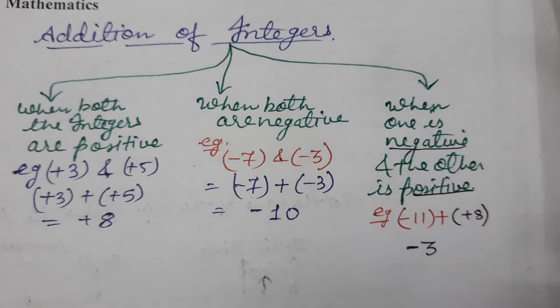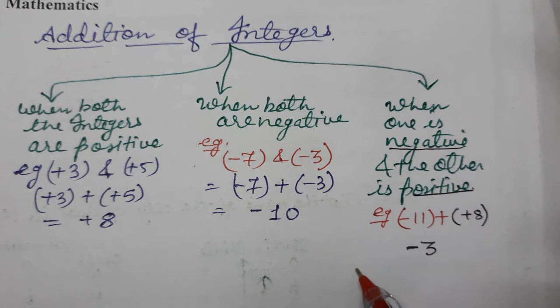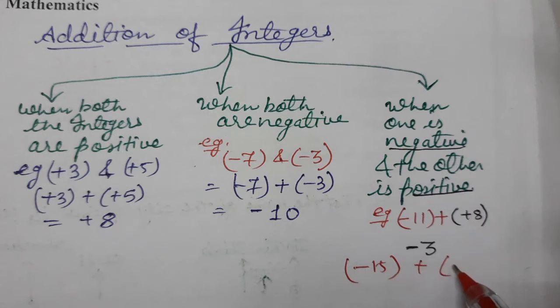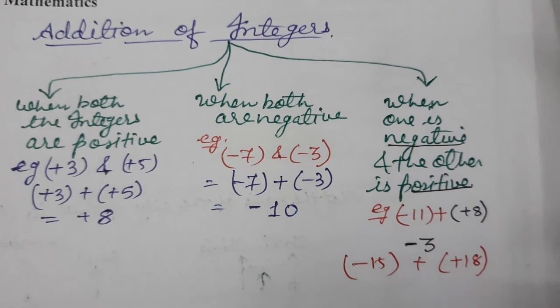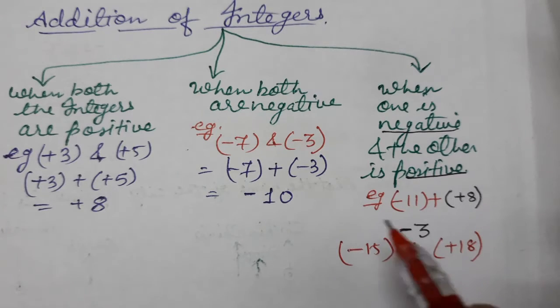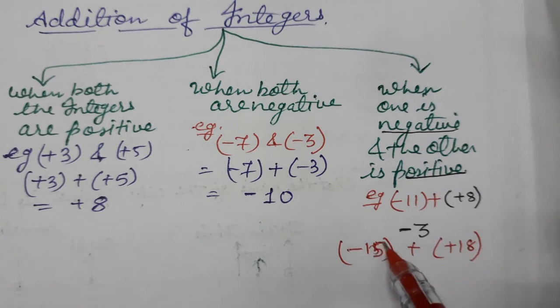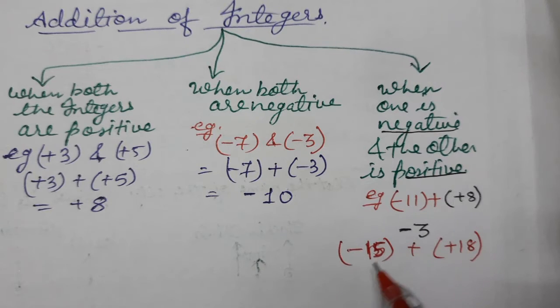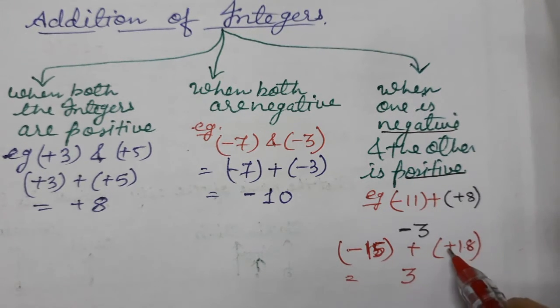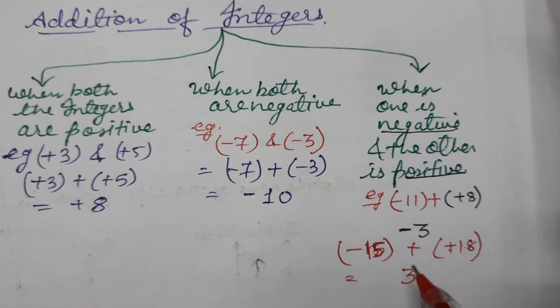एक एग्जाम्पल और देखते हैं. -15 प्लस 18. सो वन नेगेटिव एंड वन पॉजिटिव, देन यू हैव टू सब्ट्रैक्ट. सो लेट्स सब्ट्रैक्ट. 18 minus 15 is 3, and this time plus 1 is bigger, so we have to write plus 3, or simply 3 we can write.